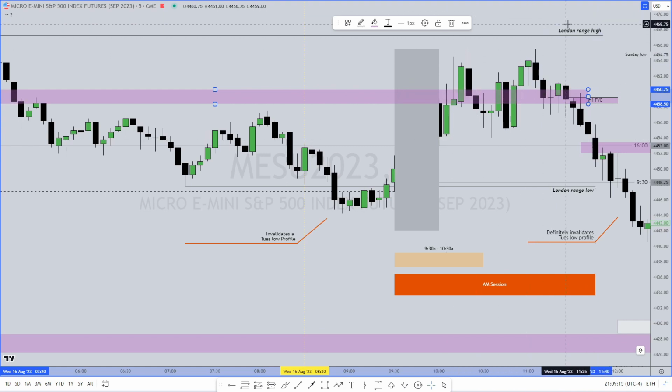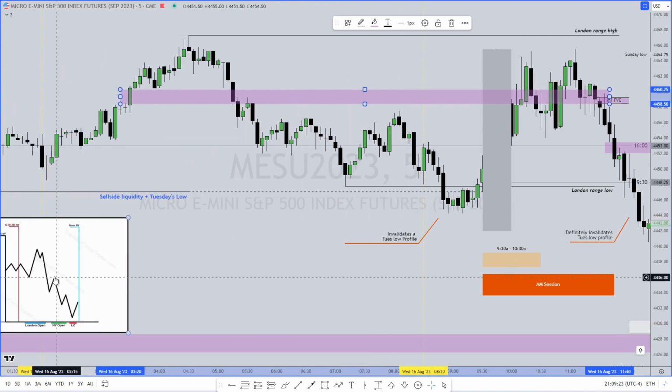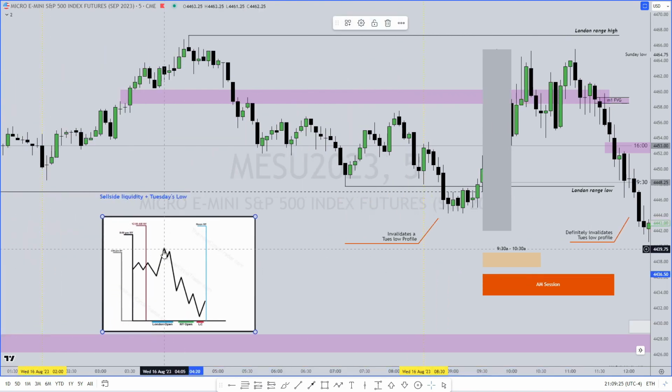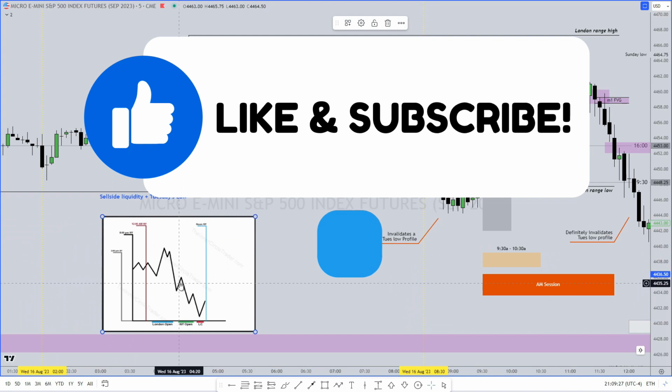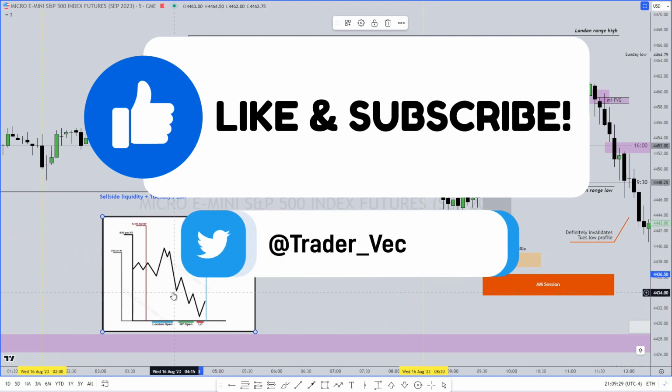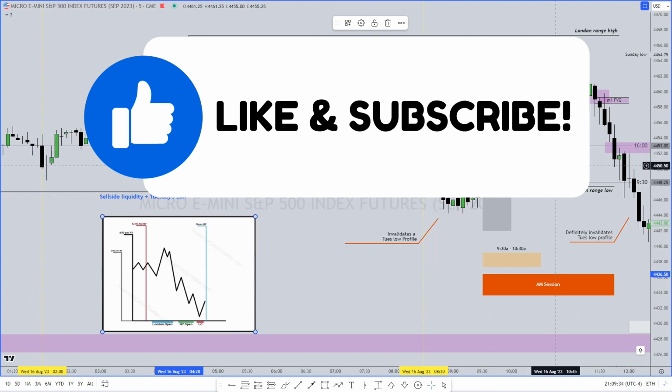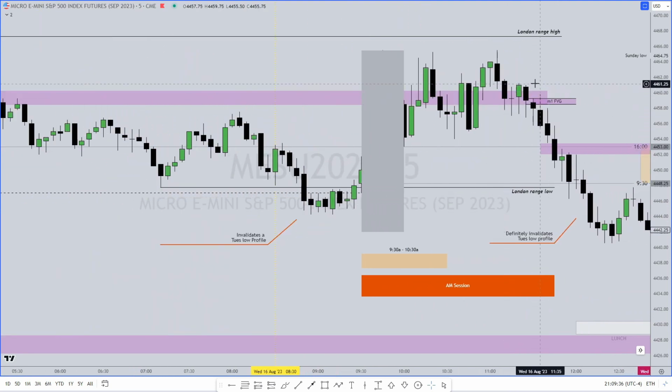I'm not above the London range high. I can't be long as yet. I've broken Tuesday's low. I'm suspicious of any longs anyway. And I'm seeing that the schematic of a London protraction is working itself out. So I'm expecting in New York to see some sort of push up and then push down. So let's move ahead. So in 11:30 to 11:45, let me see if I can do this right.